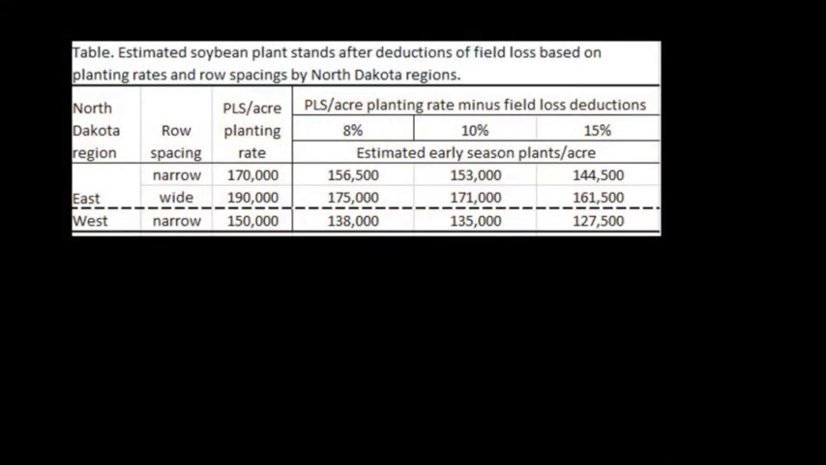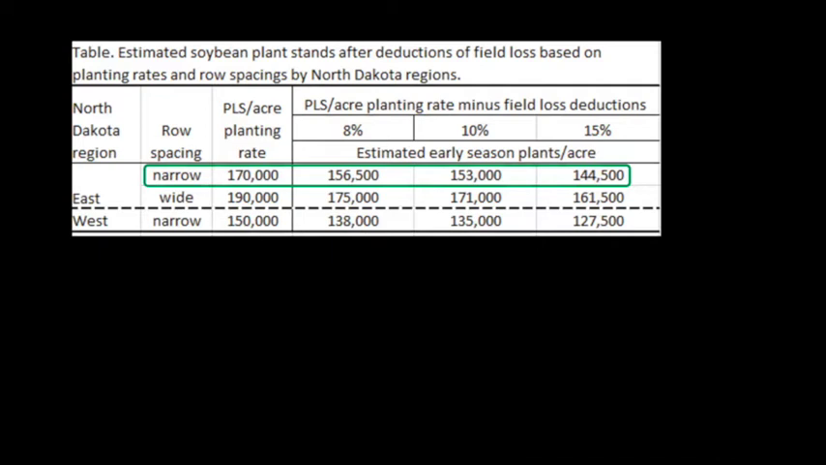In this table is the estimated soybean plant stands after deductions of field loss. I'd like to use the East data, narrow rows, and a 170,000 pure live seed per acre planting rate. If we use these two factors and then look at the field loss deductions, when we looked at all the trials in the East, the field loss averaged 8%. So that's why that column is displayed. And then typically there's 10 or 15% losses in commercial fields. So I showed those two columns.